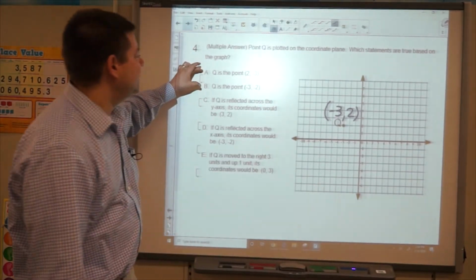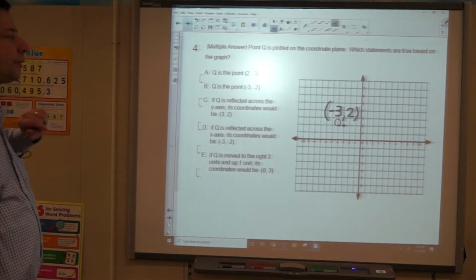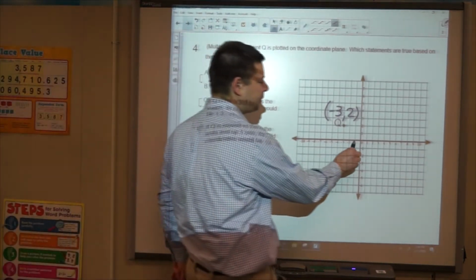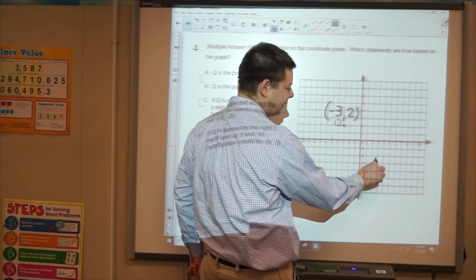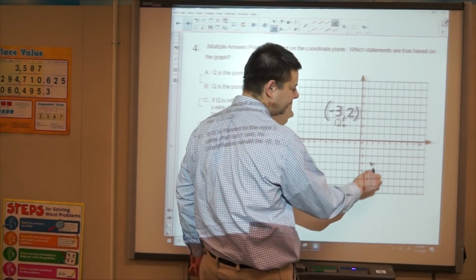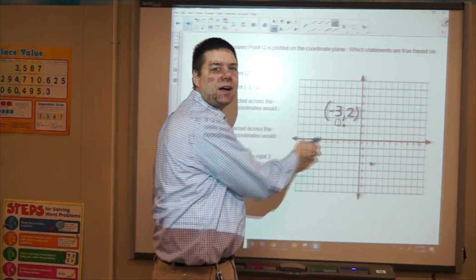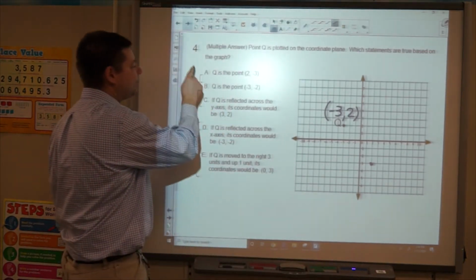But look at letter A. Letter A says Q is the point 2, -3. Well, 2, -3 would be over here, +2, and then down 3, that would be right here. That is not the same point. Obviously, they're in different spots. So letter A is wrong.